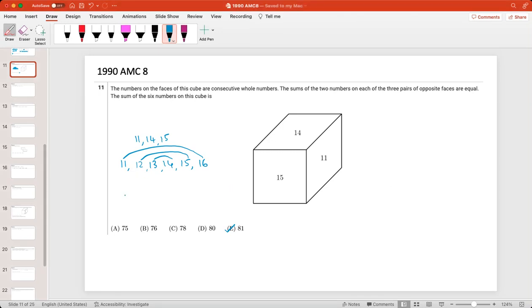Now there could have been another possibility here. This could also have been 10, 11, 12, 13, 14, 15. In this case, 10 and 15 will make the same number, and the other pairs will make the same number. But this possibility is not possible. Tell me why. Because for this possibility to be true, 11 and 14 need to be opposite to each other, which is not the case. So this possibility doesn't work. That is why only this possibility works. So your answer option is E, 81. Going to the next question.